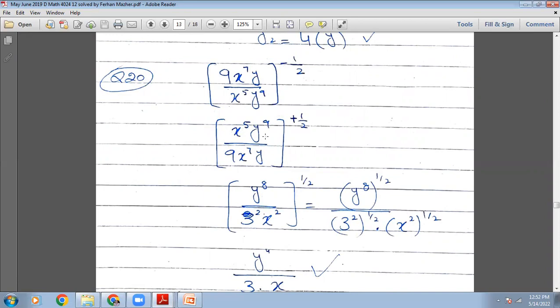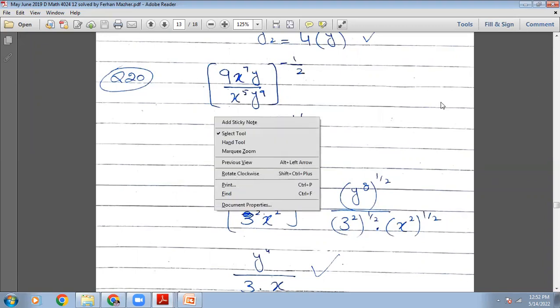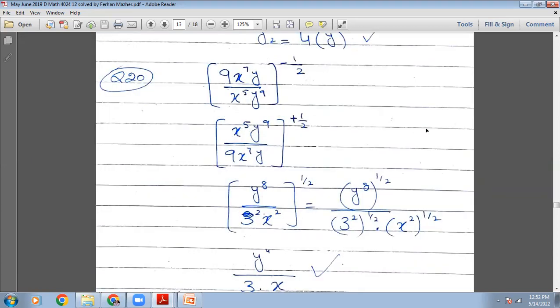So now you have x raised to power 5, y raised to power 9 divided by 9x raised to power 7y. When you adjust these two, there will be x squared downstairs. When you simplify these two, you will have y raised to power 8 in the numerator. 9 can be written as 3 square raised to power 1 by 2. So give this 1 by 2 power to both of them. So you will have y raised to power 8 raised to power 1 by 2, 3 square raised to power 1 by 2, x square raised to power 1 by 2.